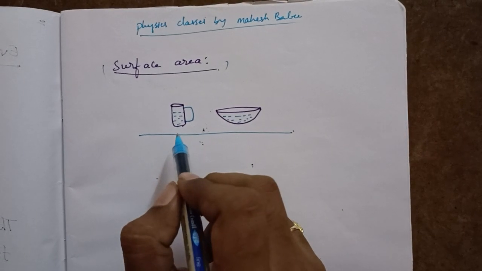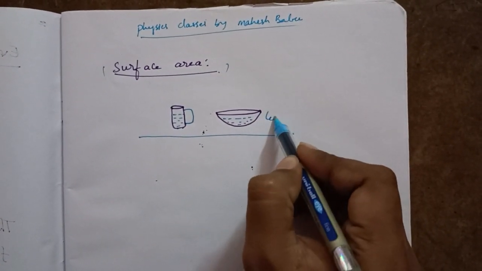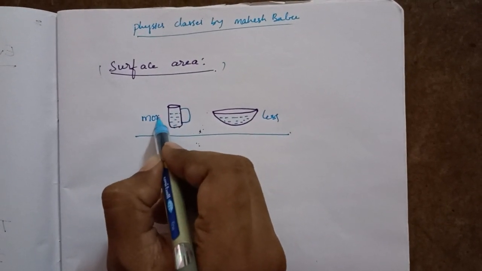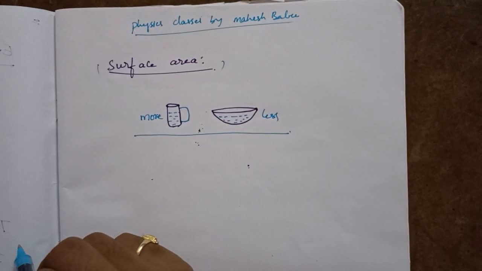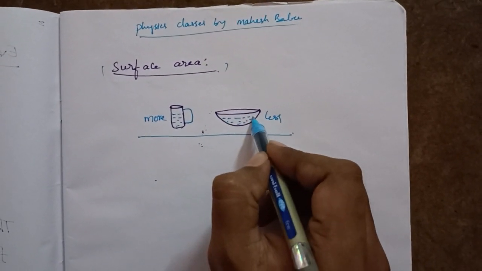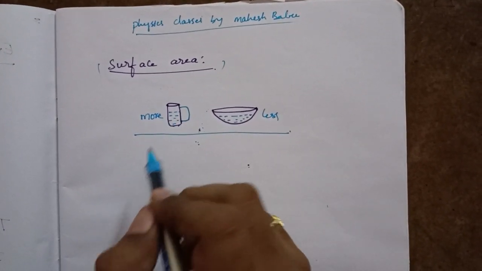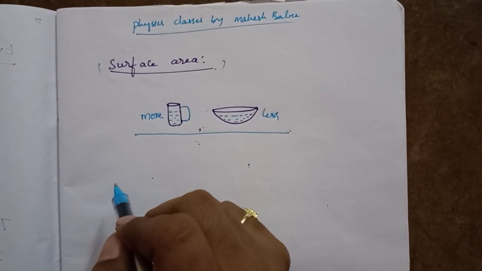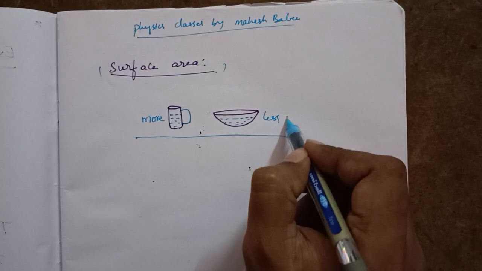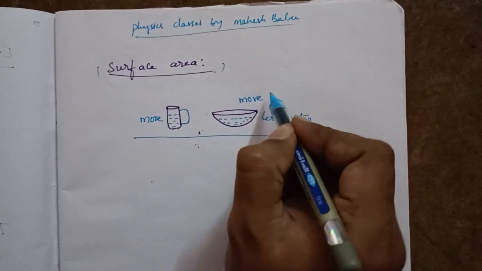Now if you see after a few hours, water will be less in the saucer and more in the cup. That means the saucer has more surface area, so more water molecules get evaporated. Here, with less surface area, fewer molecules get evaporated. So more surface area, less water remaining, more evaporation.